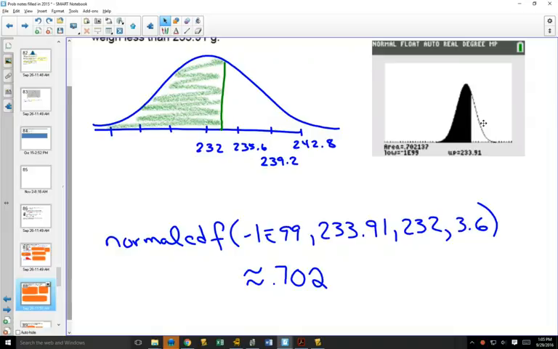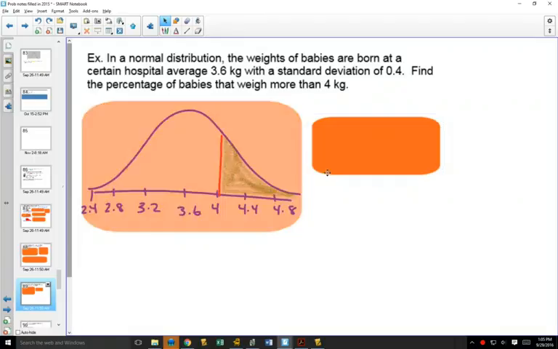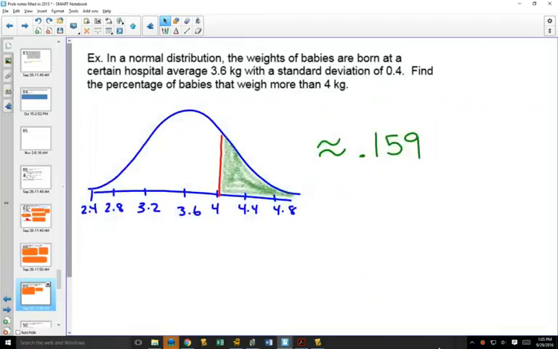do before the bell rings. So there you go for the next one. That would be the diagram, and then if you use normal CDF, that's what you would get.